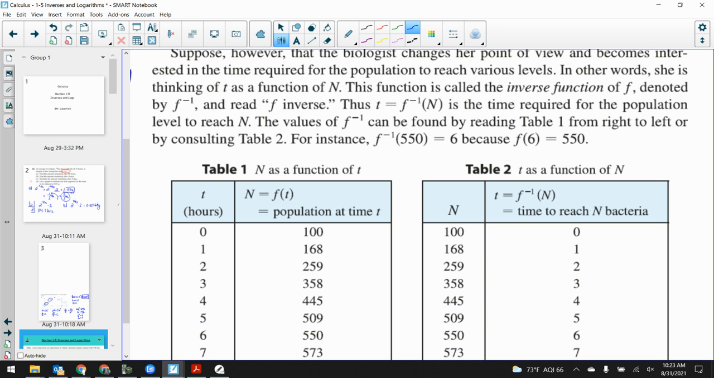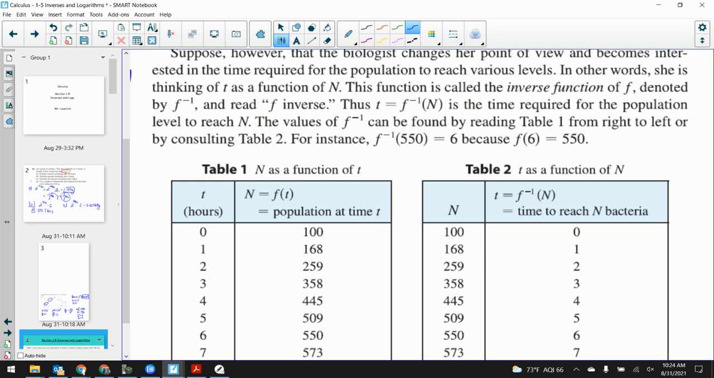When you reverse the point of view and change the variable from one to the other, that's taking the inverse. Now n is not a function of time anymore. This is a population at time t. This is time to reach that bacteria count. The number of bacteria is your x value now. Your number of bacteria is your independent variable. The time is what's going to change.